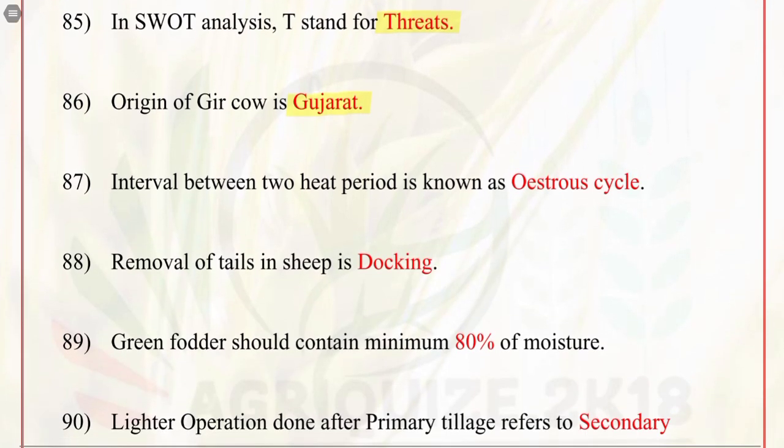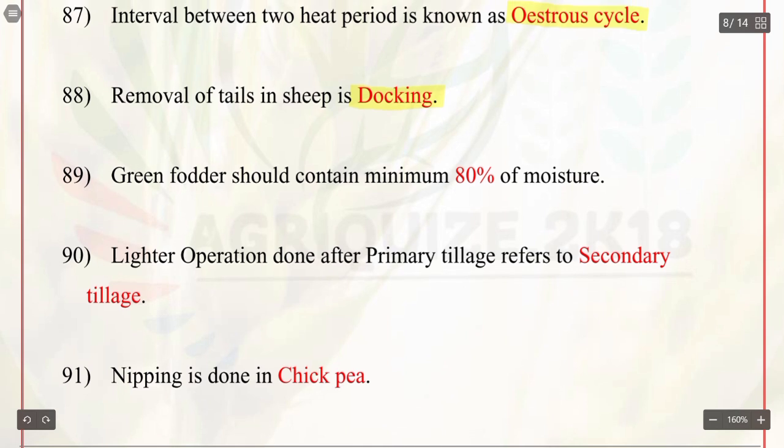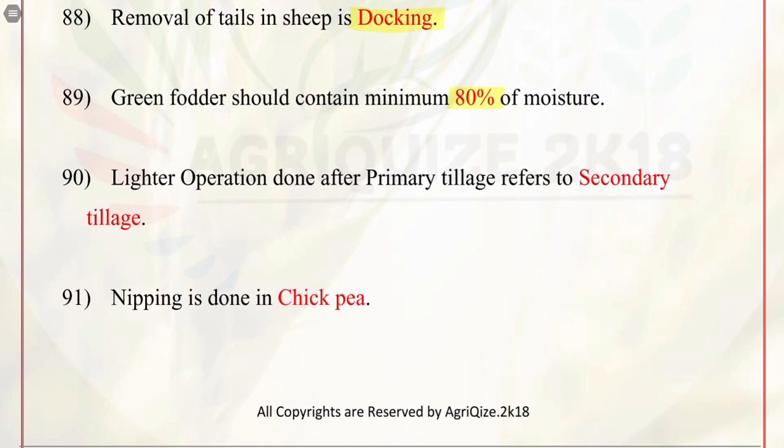Question number 87. Interval between two heat period is known as estrus cycle. Next, removal of tails in sheep is docking. Next, green fodder should contain minimum 80% moisture. Next, lighter operation done after primary tillage refers to secondary tillage.